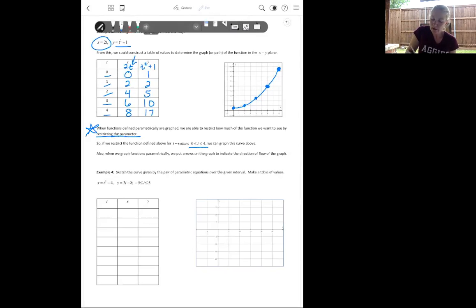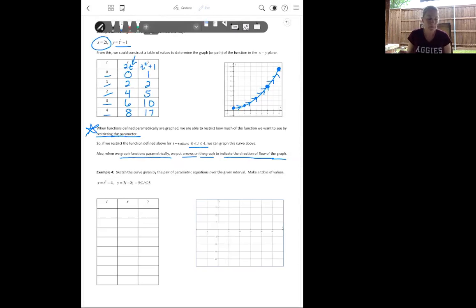Also, when we graph functions parametrically, we put arrows on the graph to indicate the direction of flow of the graph. So our starting point was 0, 1, and our ending point was 8, 17. So our object is moving on the path in that direction. So we need to put arrows going in that direction.